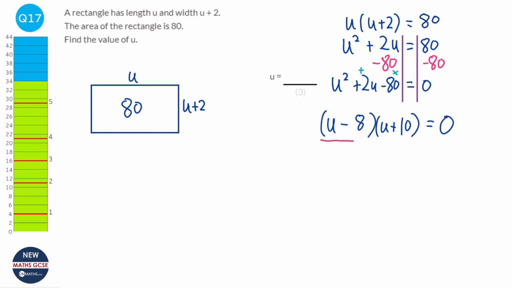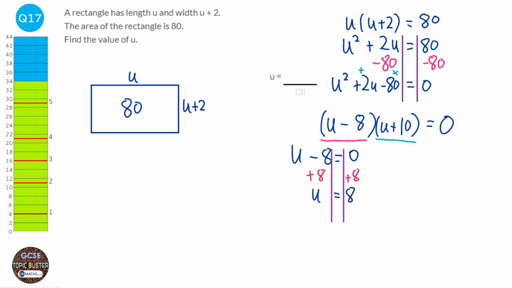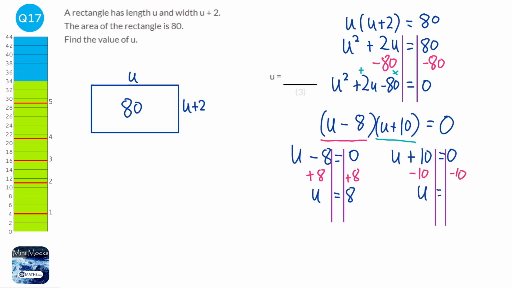Okay, last thing is we get each of our brackets equal to 0, so we can solve them. Let's just do this in normal colour. So u minus 8 equals 0. And let's solve that. We're going to add 8 both sides, and we've got u equals 8. And we're going to do the same for this right hand bracket, so u plus 10 equals 0. Get our lines in, and take away 10 both sides, so u equals minus 10.